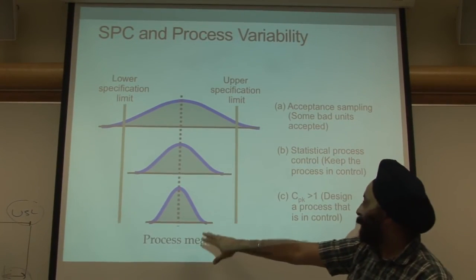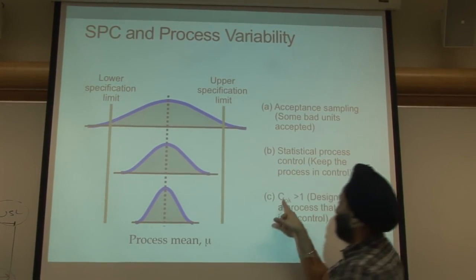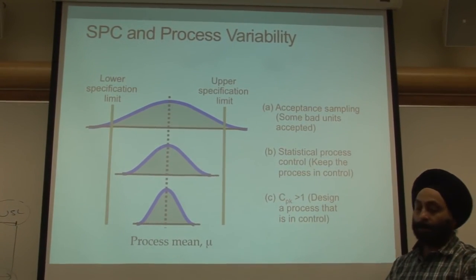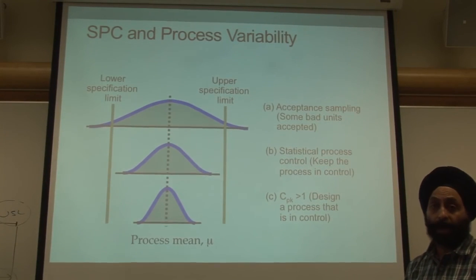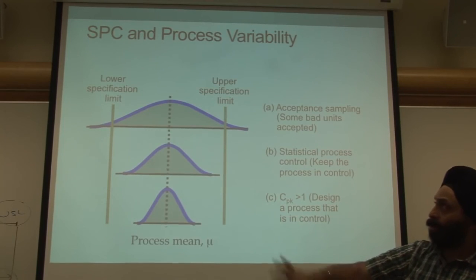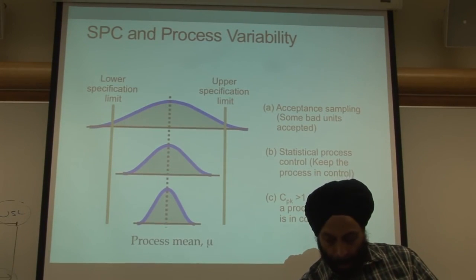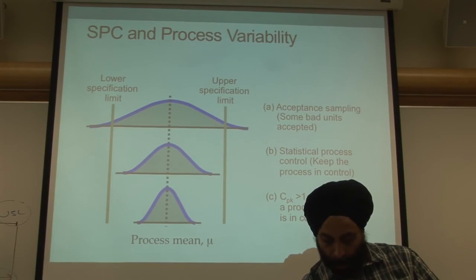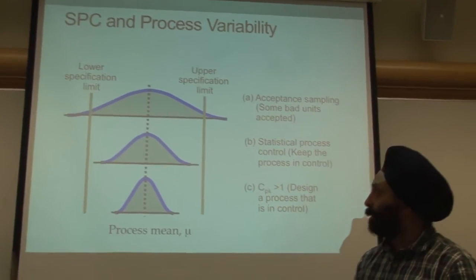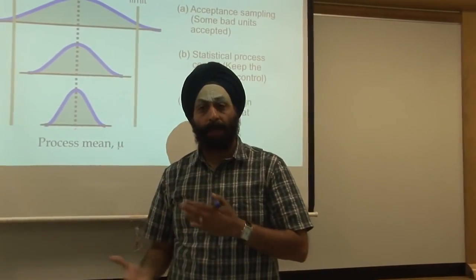And in this case, you are well within the range. CPK is greater than 1. That means the process is very capable of delivering a good quality product. So design a process that is in control and maintain that. That's the ideal part. So that pretty much wraps our discussion of statistical process control in this lecture.